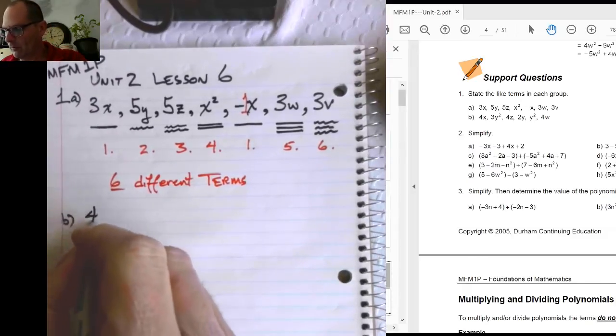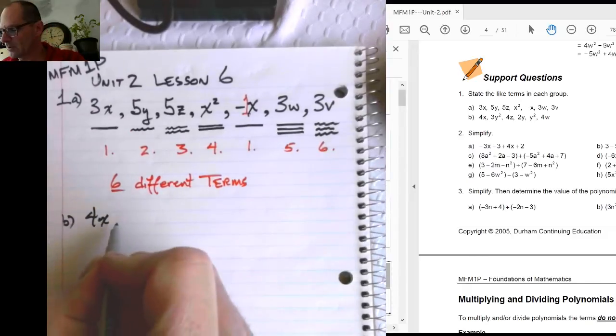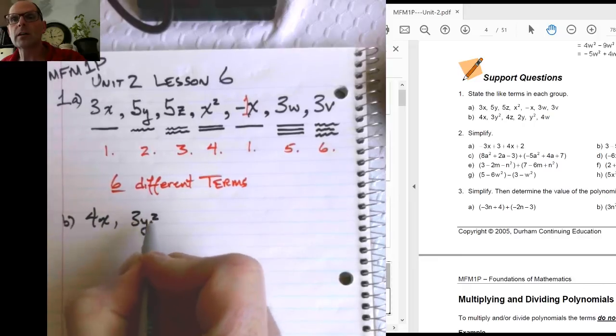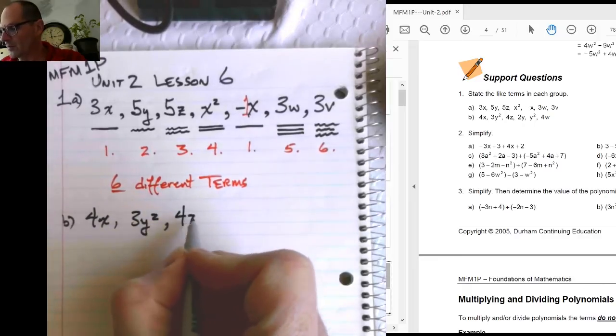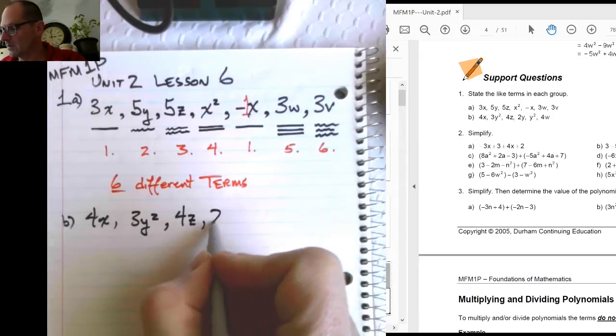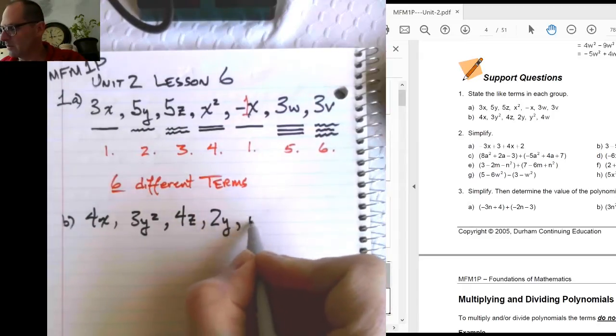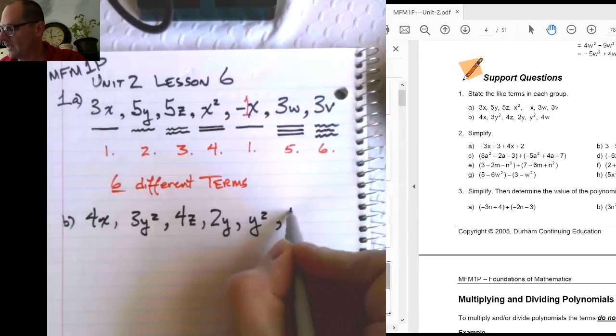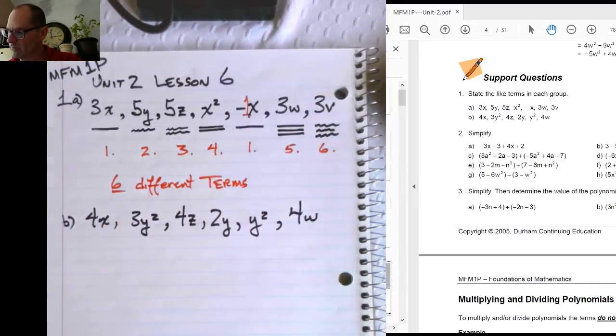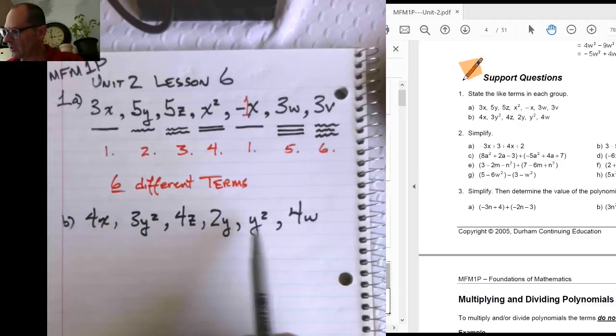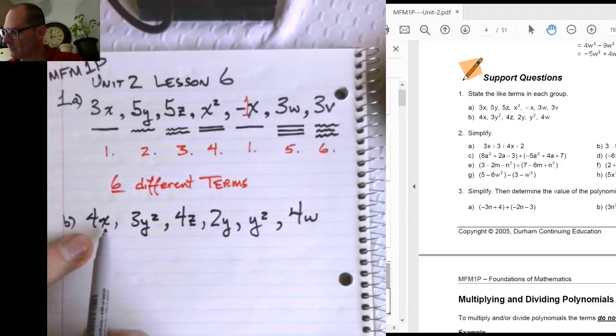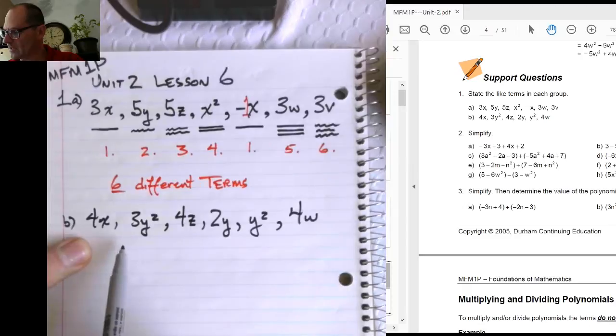okay, we have a 4x. Go a little faster on this one. 3y squared, 4z, 2y, y squared, and 4w. Okay. And when we just take a quick look across here, I have no x's, so I'm not going to waste any time on that one. There's no other x's in here.